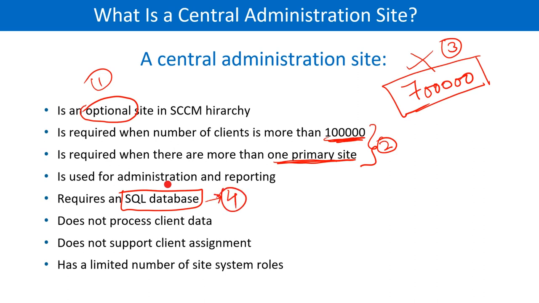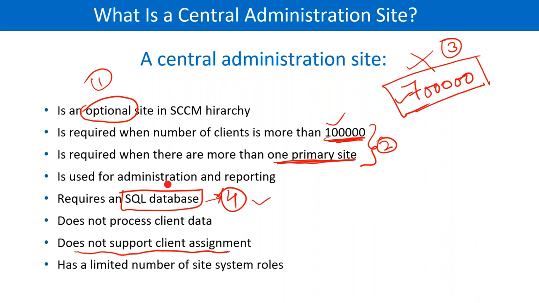Okay, so first one, optional. Second one, it supports 700,000 devices. You need this when you have more than one primary site and 100,000 devices, and it needs a SQL Server to store the data in the database.